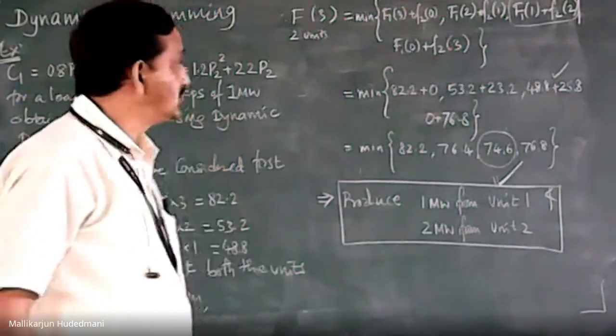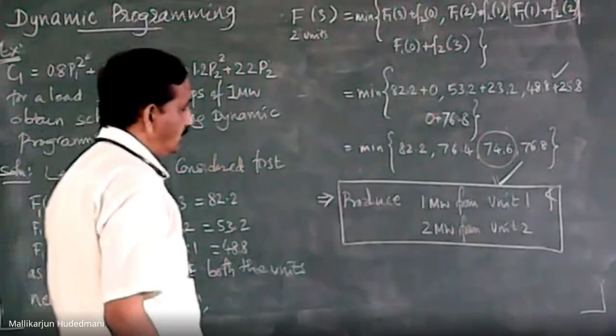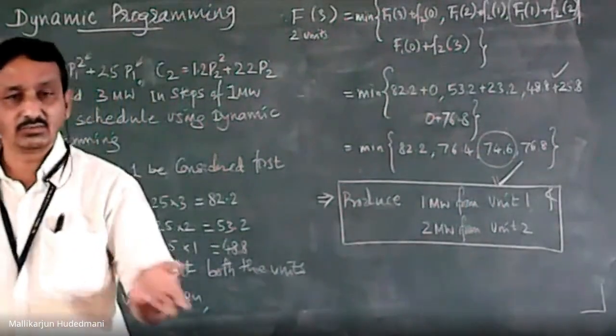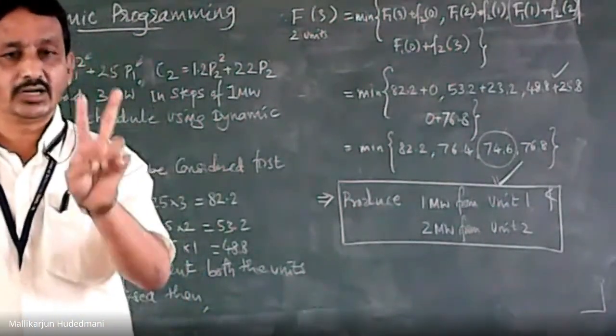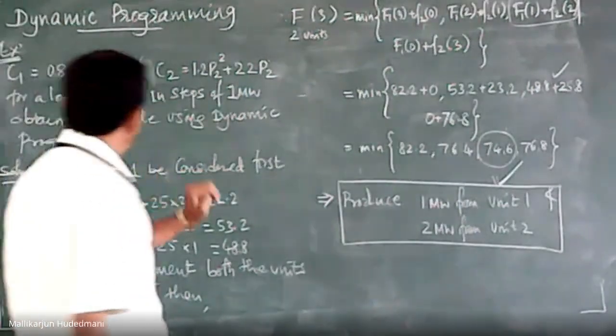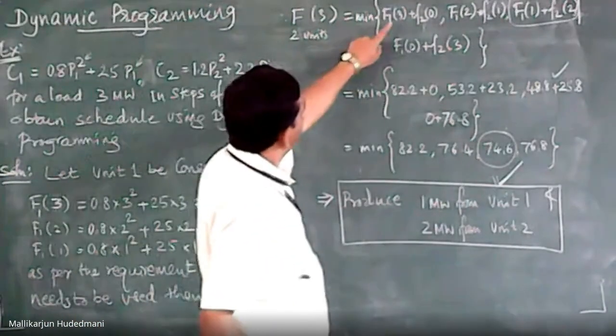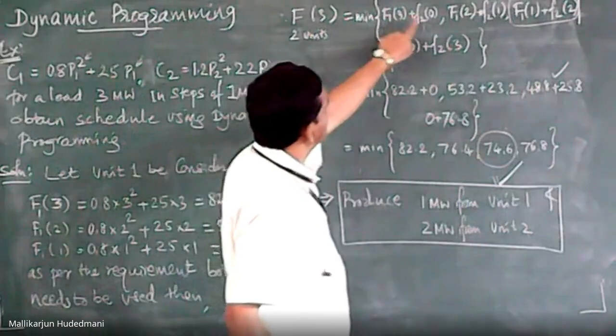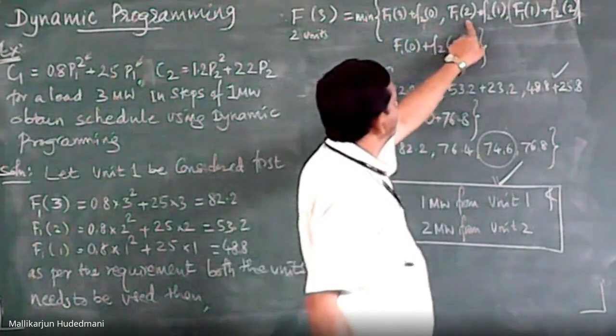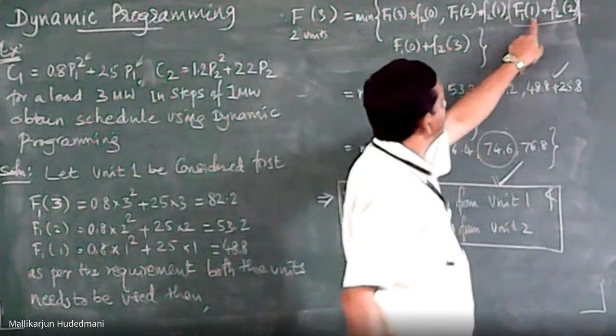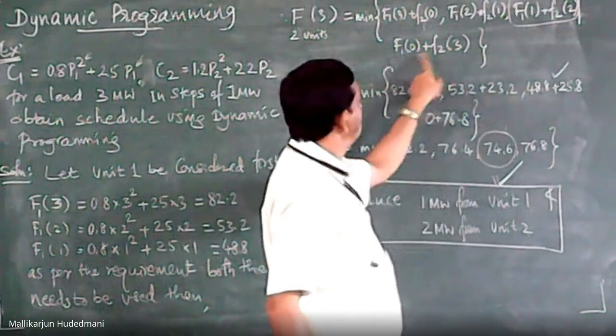Now, how many decisions did you take here? You can just come back. The number of decisions to be taken equals the number of units, here 2 units. So take 2 decisions. The first decision was like this: 3 megawatt, 0 megawatt. Or 2 megawatt, 1 megawatt. Or 1 megawatt, 2 megawatt. Or 0 megawatt, 3 megawatt.